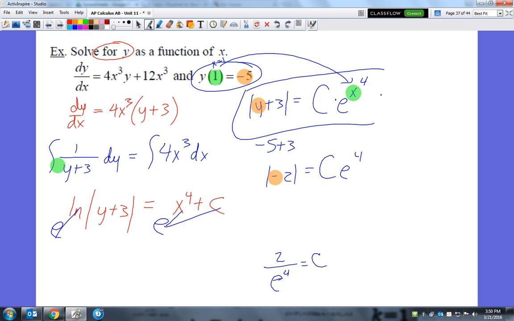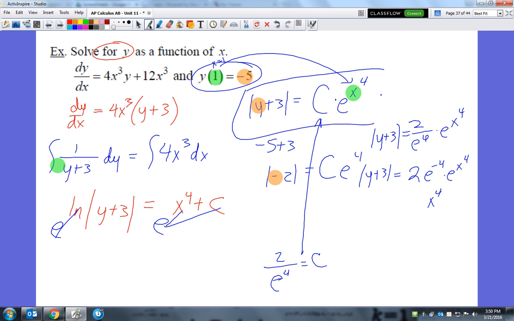Okay? So plugging this c value into my general, I'll get y plus 3 equals 2 over e to the fourth times e to the x to the fourth. Moving this around, I get 2 e to the negative 4 times e to the x to the fourth. And then I get x to the fourth minus 4 as the power of e, and then you get y plus 3.